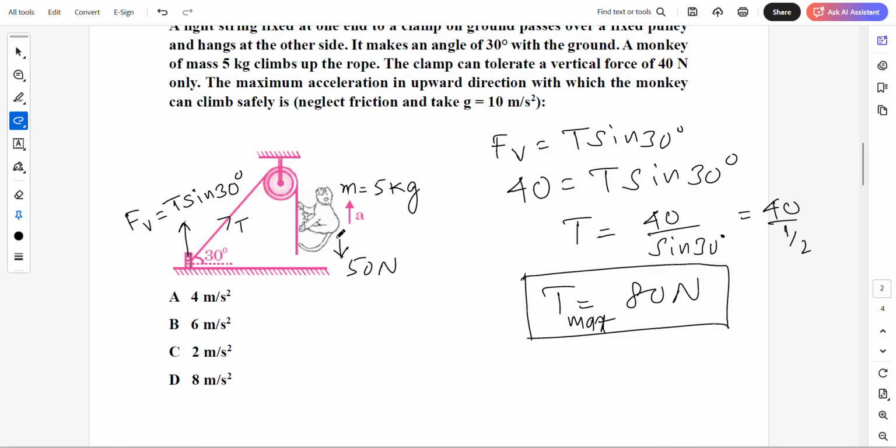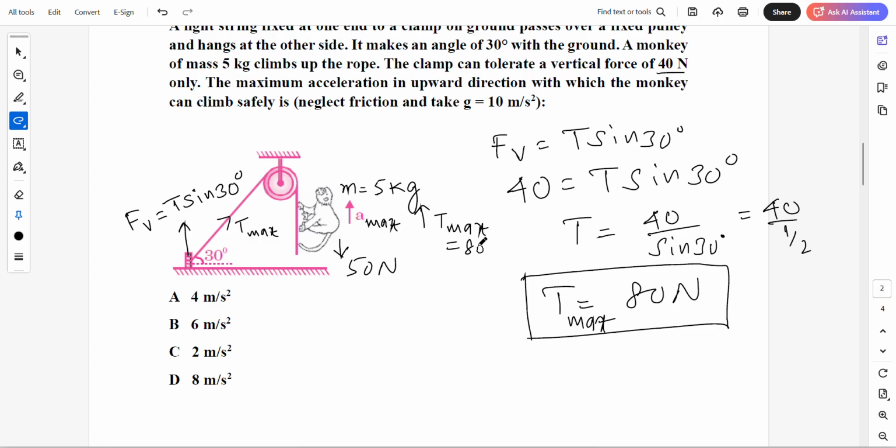Therefore, acceleration will be maximum. This is T max, because the clamp can tolerate a vertical force of 40 newtons. Therefore, T will be T max only. T max will be acting always upwards. Now, we'll be using what?